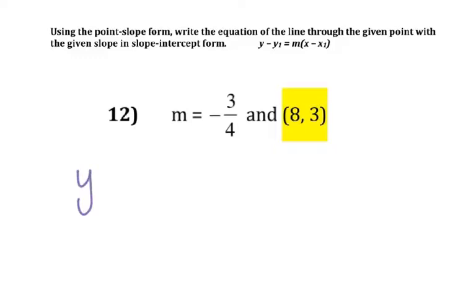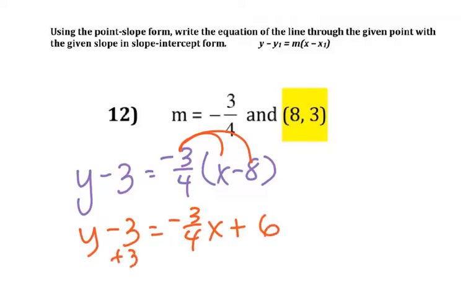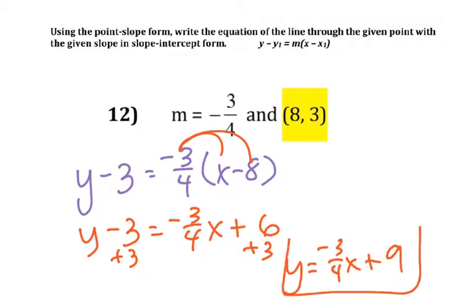Okay, what you should have done is y minus 3 is equal to -3/4 times x minus 8. So y minus 3 is equal to -3/4 x. Negative times negative is positive. 1/4 of 8 is 2, so 3/4 is 6. And then I'm going to add 3 to both sides. y is equal to negative 3/4 x plus 9.